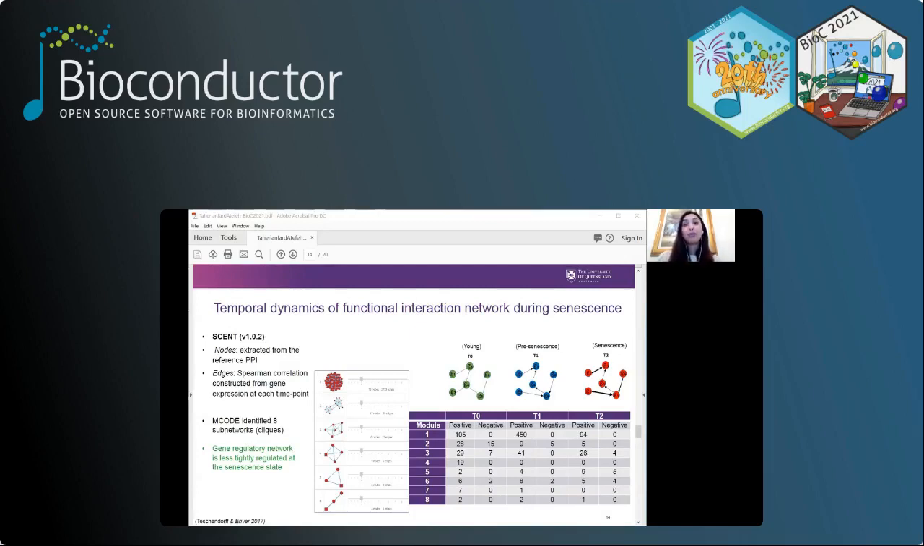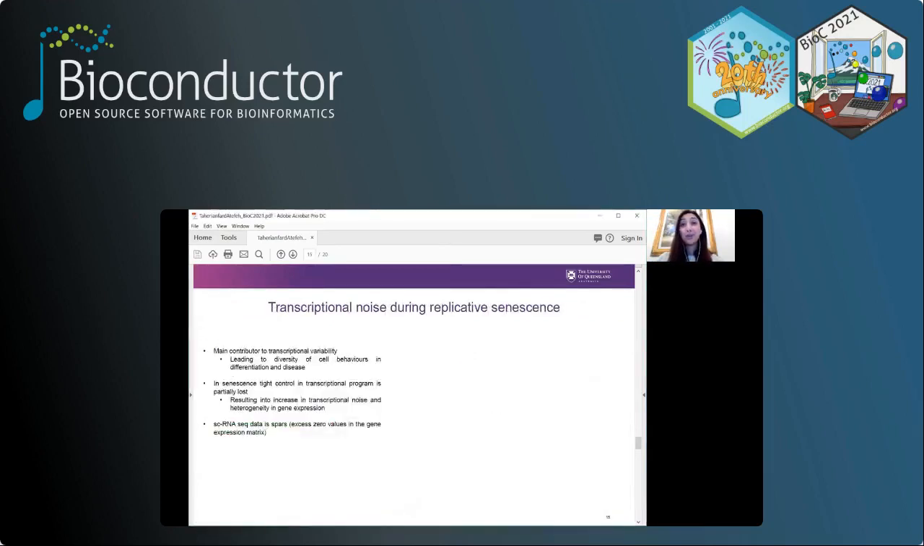We then used MCODE to identify network cliques, which are essentially fully connected subnetworks. And you can see that the connections are time point specific. The GRN is less tightly regulated at later time points. And this brings me to the next topic that I'd like to discuss, and that is transcriptional noise.